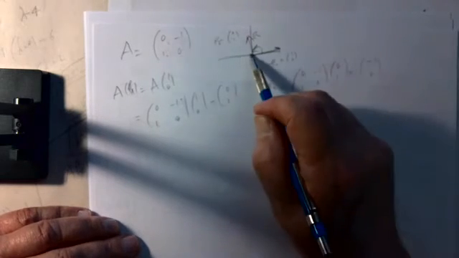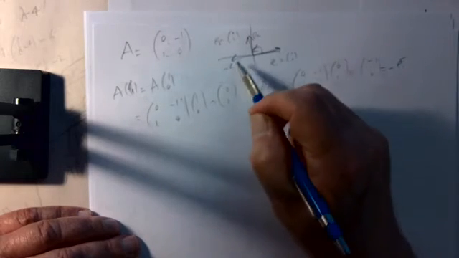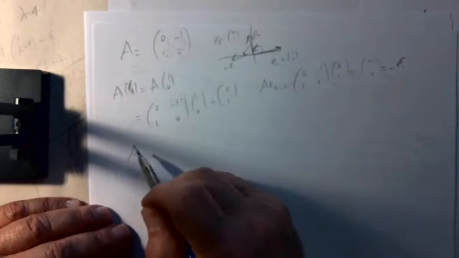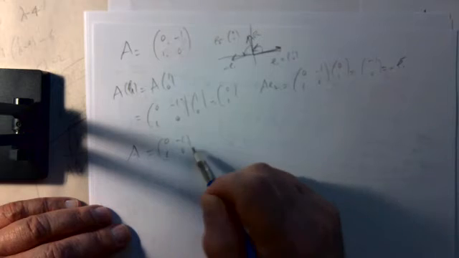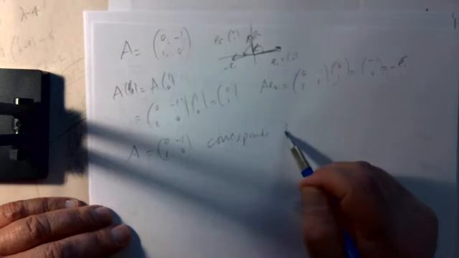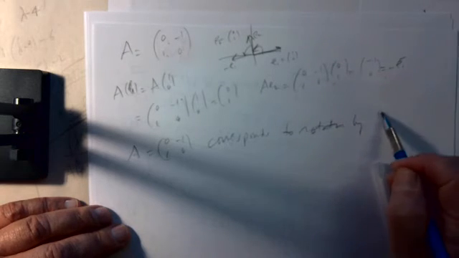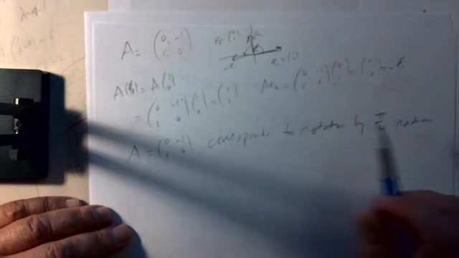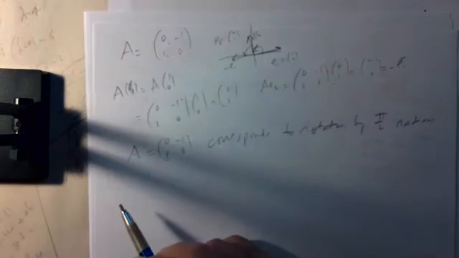So E2 gets sent to minus E1. So E2 gets rotated over there. And in fact, geometrically, this matrix corresponds to rotation by pi over 2 radians, or 90 degrees. Every vector gets rotated by 90 degrees.